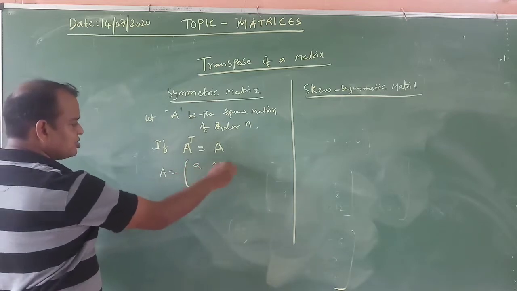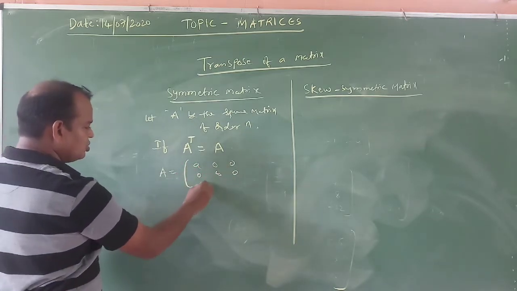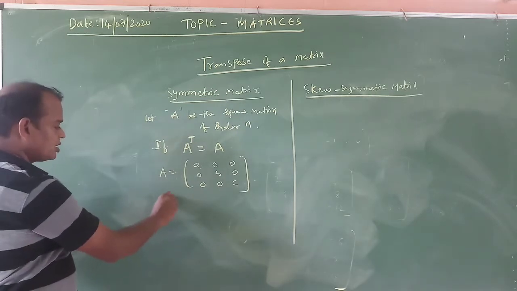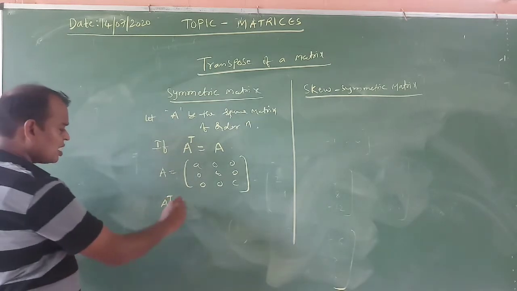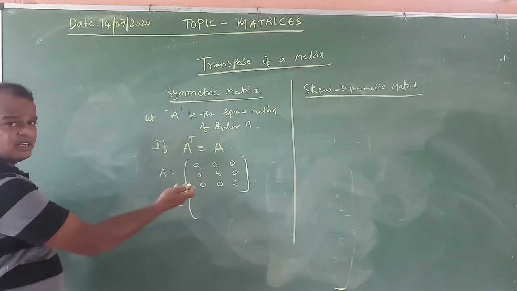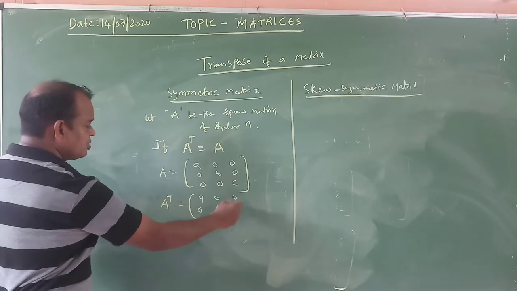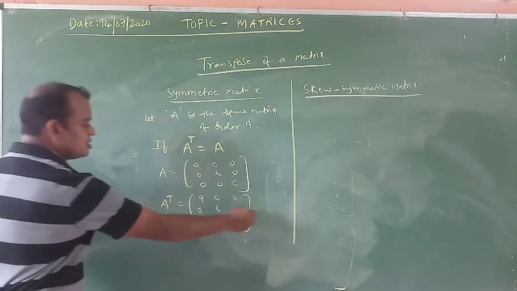What is the diagonal matrix? A 0 0, 0 B 0, 0 0 C. Now we will take the transpose. A transpose means interchange the rows by columns. A transpose is A 0 0, 0 B 0, 0 0 C. Now both are equal. This is equal to A.